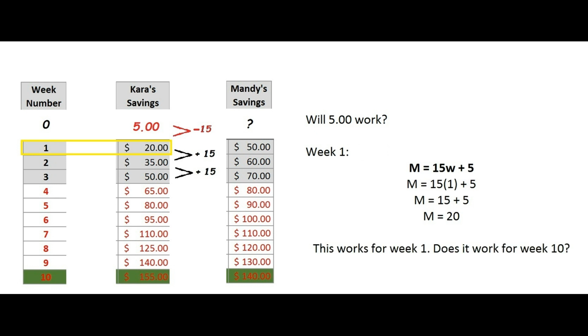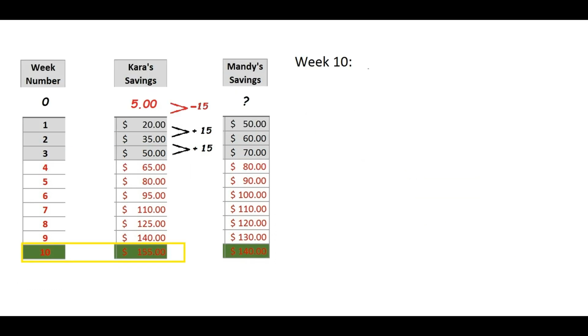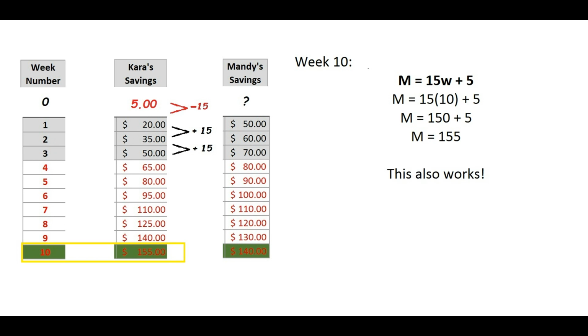Now let's look at week 10 to see if that formula continues to work. Week 10, we plug in 15 times 10 plus 5. $15 times week number 10 plus $5, which is our starting point. 15 times 10 is 150. 150 plus 5 is 155. So yes, this also works. So our formula for Kara is M equals 15W plus 5. And $5 is our S, our starting amount for Kara's savings plan.